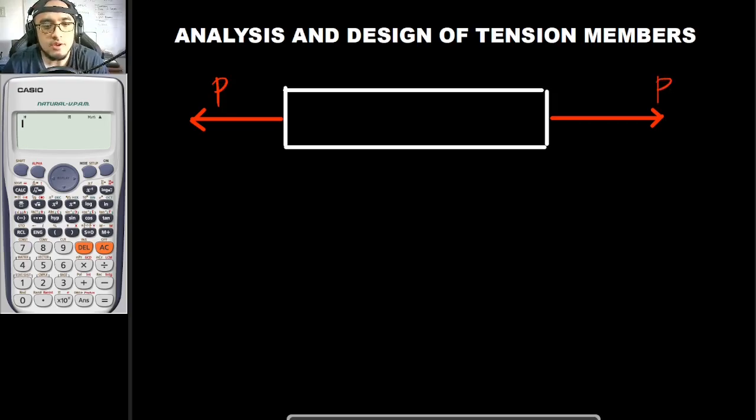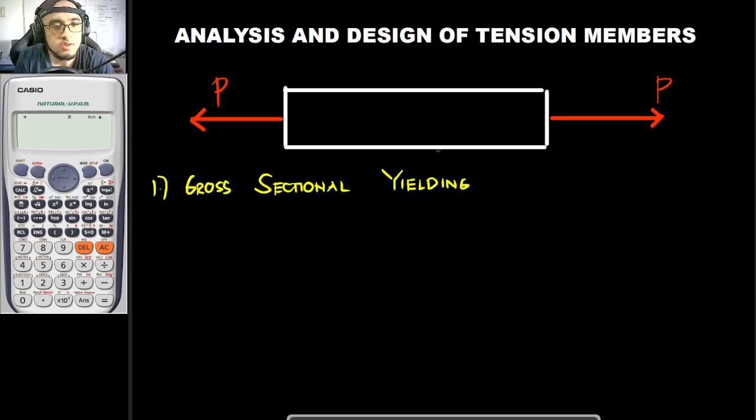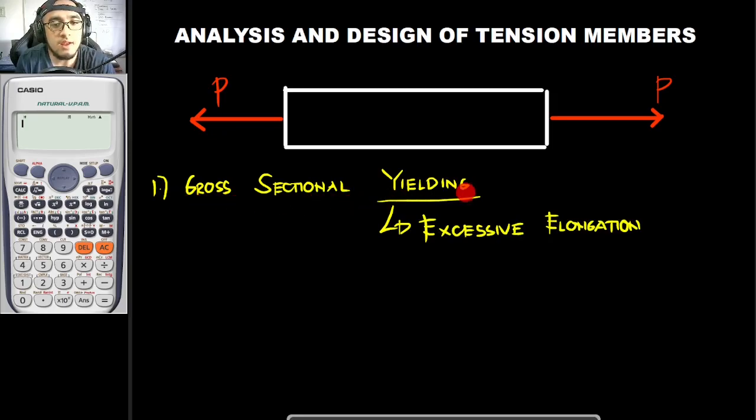In tension members, the most common failures are the following. The first limit state, or the first failure that I would be showing you, is what we would be calling cross-sectional yielding. Yielding in steel design is actually excessive elongation. This failure would only occur if your force P is high enough for you to reach your yield point, or your yield stress, Fy.